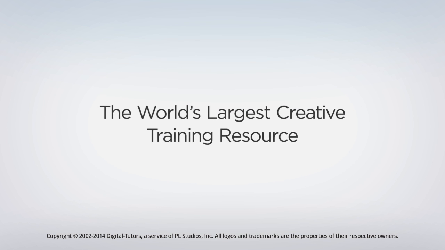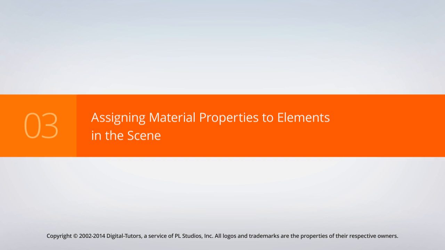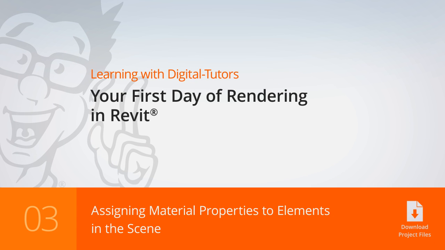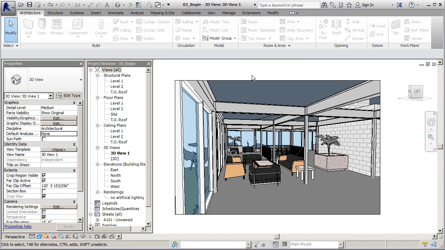In this lesson, we'll assign material properties to several elements throughout the scene. Okay, so now that we've selected and captured a scene we'd like to develop, and we've also set the parameters for our environment, which are sun, location, time of year, and time, we're now at a point where we can start fine-tuning the scene a little bit.